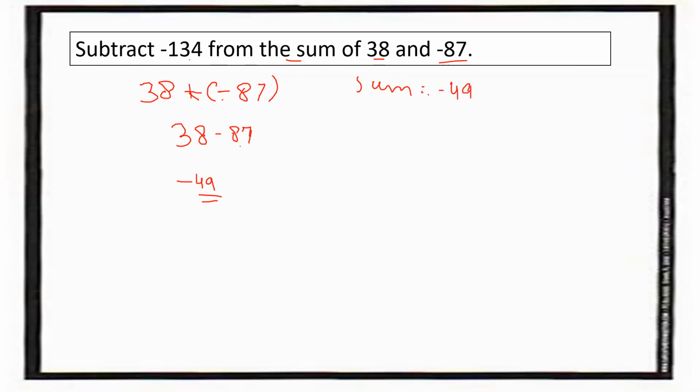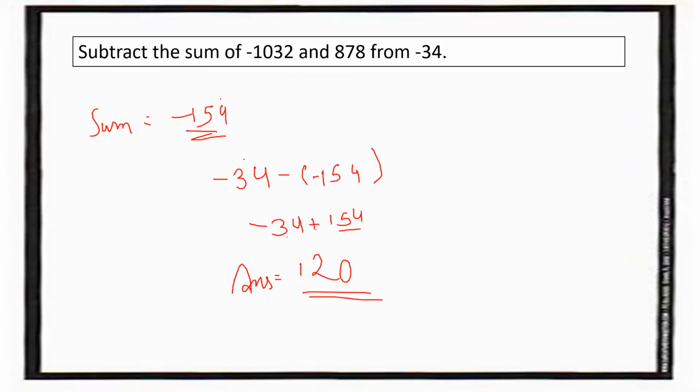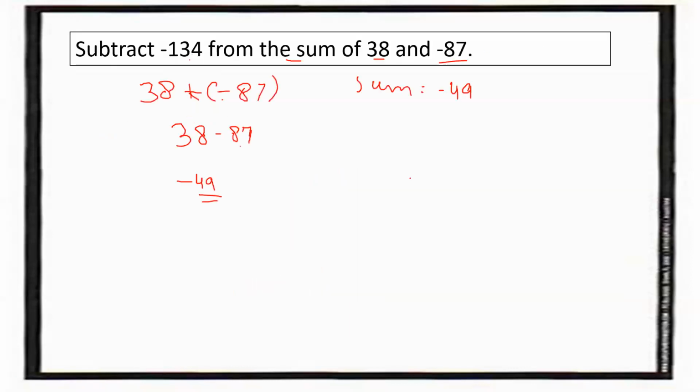Now just look here. So now you have the sum. So now what you have to do is subtract this from the sum. In the previous question, we subtracted the sum from this, but here we have to subtract this from the sum. So the number after "from" is the sum, and the sum is this. So this will be minus 49, minus minus 134.